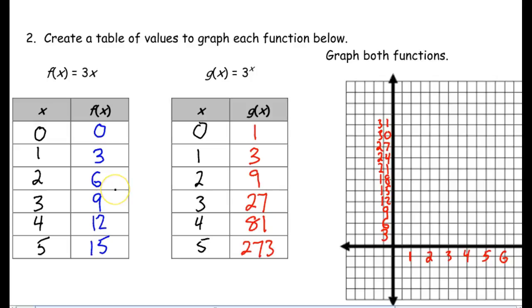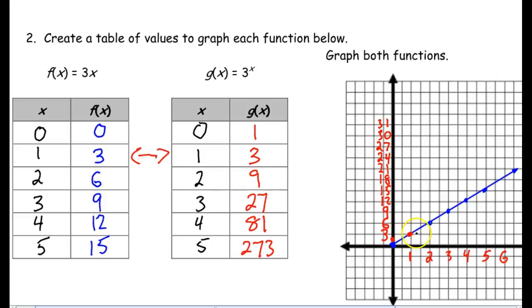Alright, and we can go ahead and graph those. So first, let's do f of x. So start at 0, 0, and 1, 3, 2, 6, 3, 9. So you can see this pattern forming. It's very familiar. Slope, right, y-intercepts. And then we have here where it's slightly different. So 0, 1, 1, 3, so they overlap at 1, 3. You can see both of these are the same.